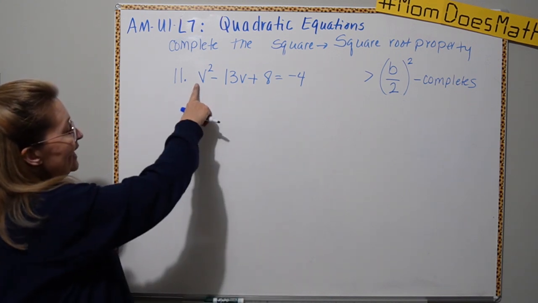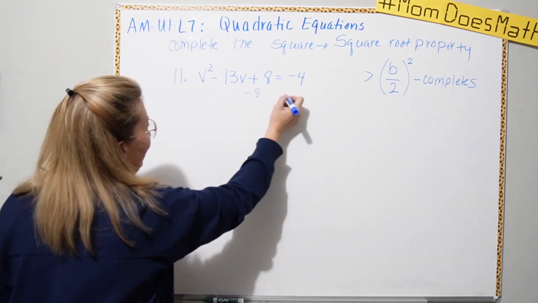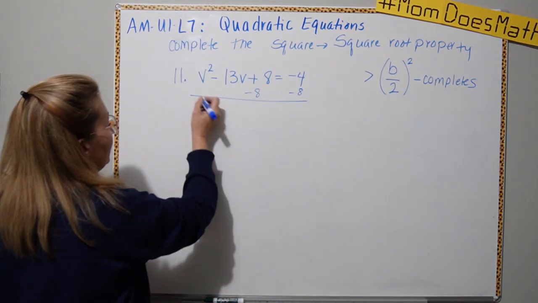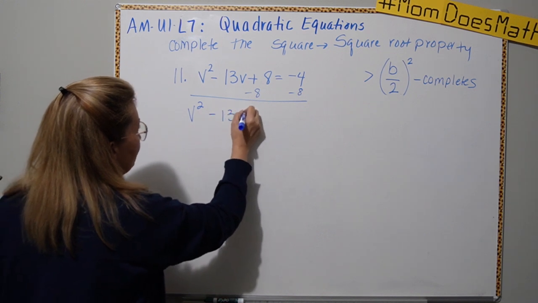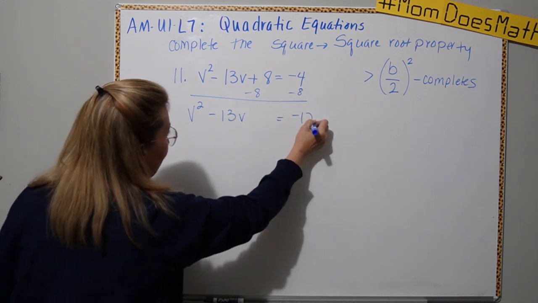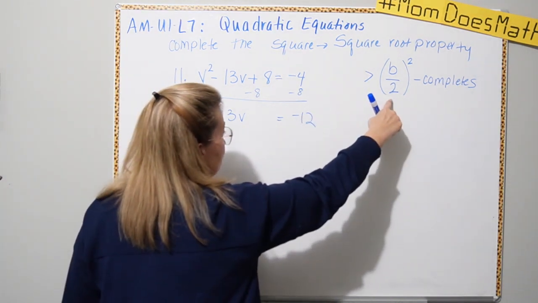Okay, number 11, v squared minus 13v plus 8 is equal to negative 4. At least we already have the 1 for a coefficient. So I'm going to subtract 8 from each side, and that's going to give me v squared minus 13v equals negative 12.